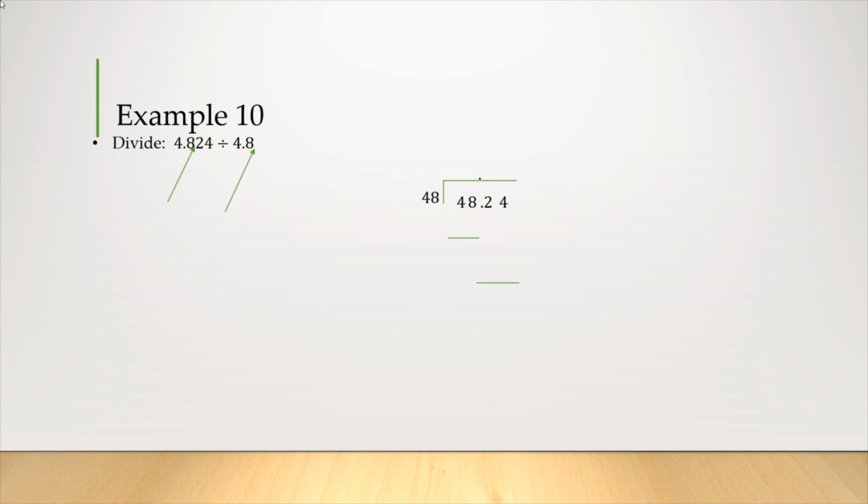So does 40 go into 4? No. Does it go into 48? Yes, it goes into it once. Slightly out of order. That's okay. So 1 times 48 is 48. Now we subtract. So that's 0. Bring down the 2. All right.